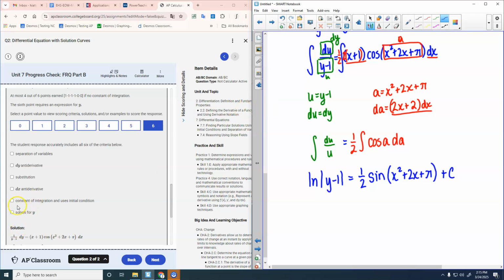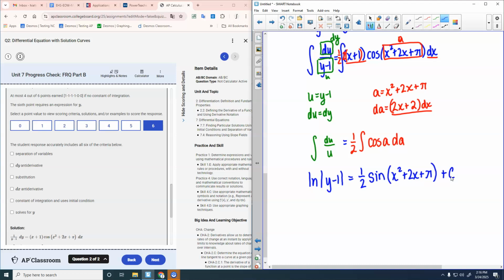But the next one is for the constant of integration and uses initial condition. If you don't have your plus C here, you're not going to be able to get any more points. You'll be done for that. So you've got to have that C to be able to plug in for initial conditions.